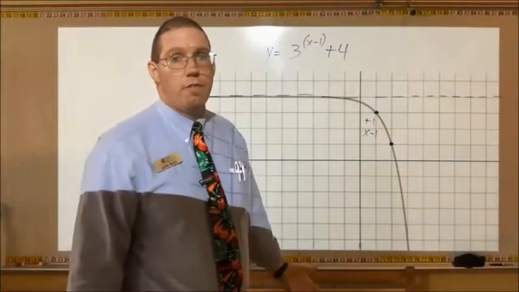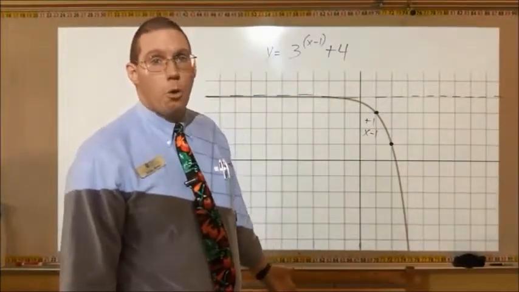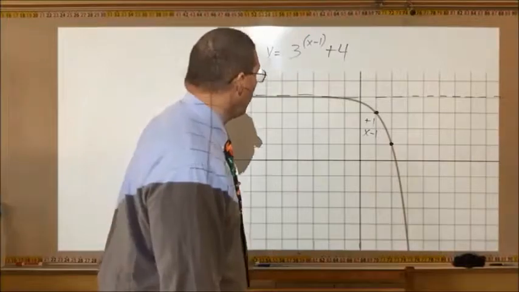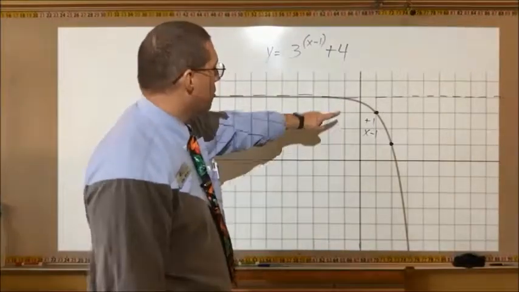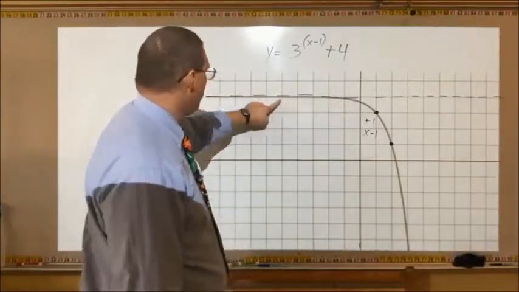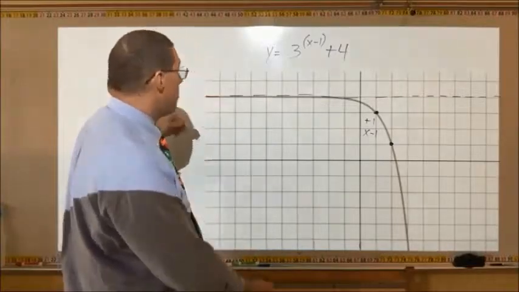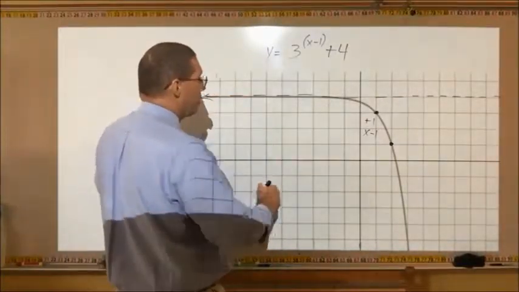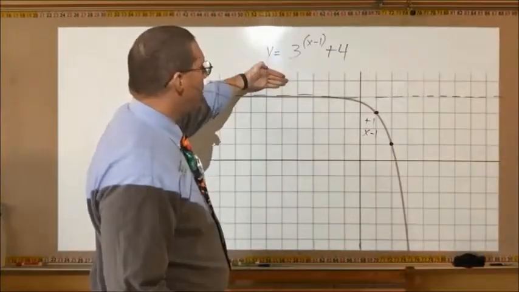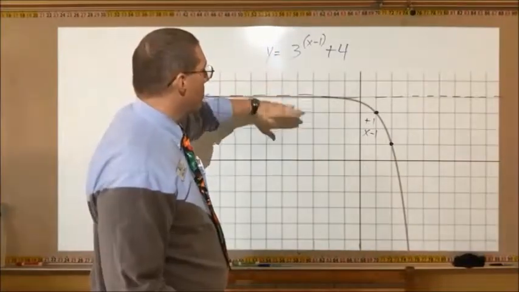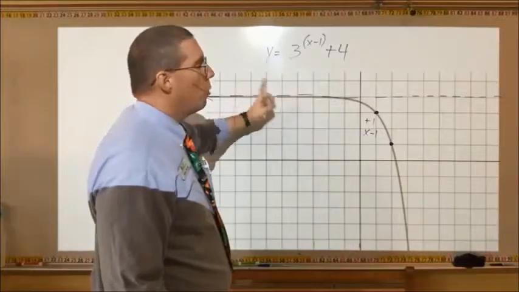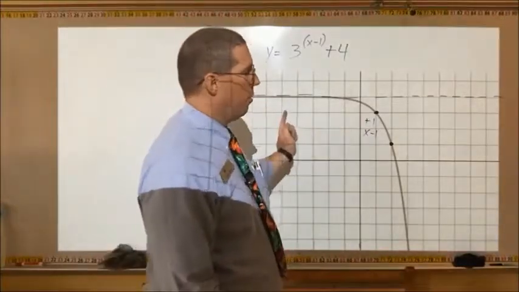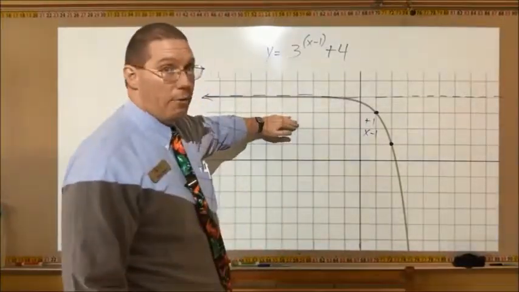Lastly, I just need to know if this graph is upside down or backwards. Well, normally the graph trails off to the left, and it does here. It's trailing off to the left, like the normal exponential curve. But instead of being above the asymptote, this graph is below the asymptote. So it is not backwards, but it is upside down.